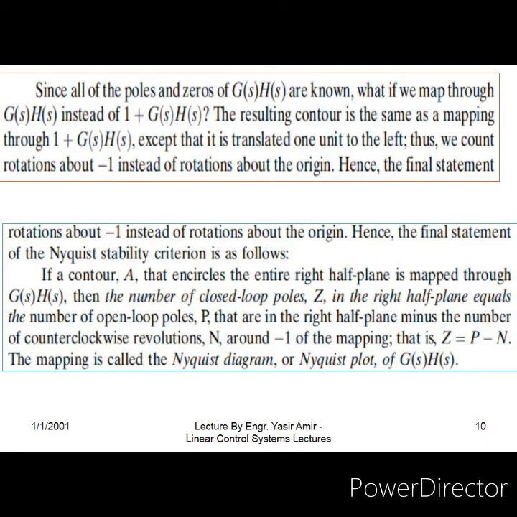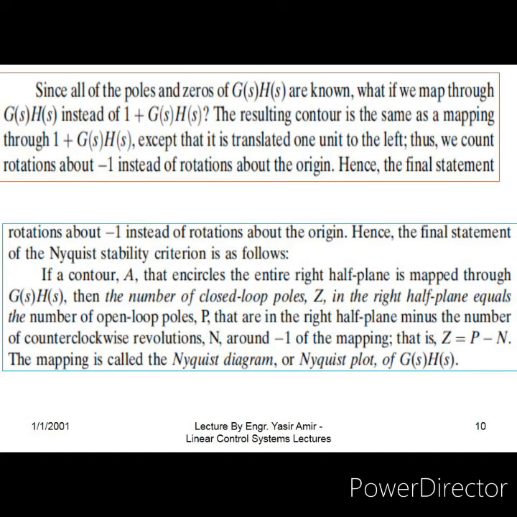So Z should be equal to 0, but when Z is not equal to 0, Z is obtained by P minus N, where P is the number of open loop poles in the right half plane, and N is the number of counterclockwise revolutions. We look at the number of revolutions from the second plot, subtract that number from P and we get Z. Z should ideally be equal to 0 for a stable system. If it is not equal to 0, then we conclude that the given system was unstable. Without looking at the closed loop transfer function, only by looking at the open loop function, we conclude about the stability of the closed loop transfer function. That is what this whole thing is about.